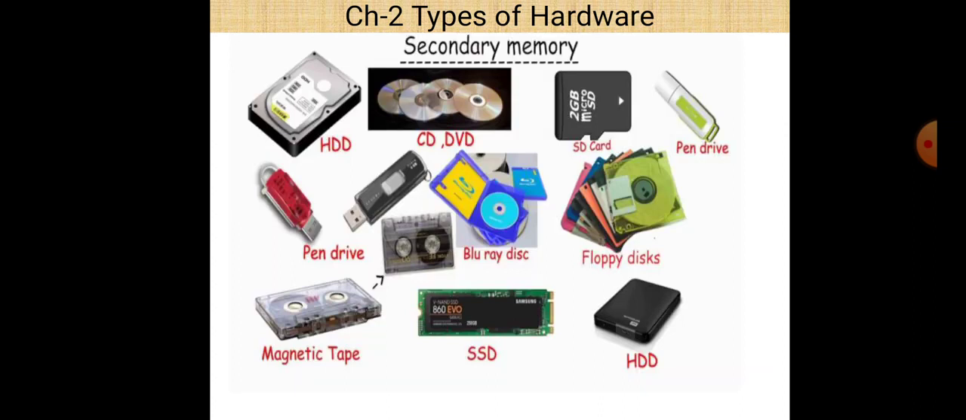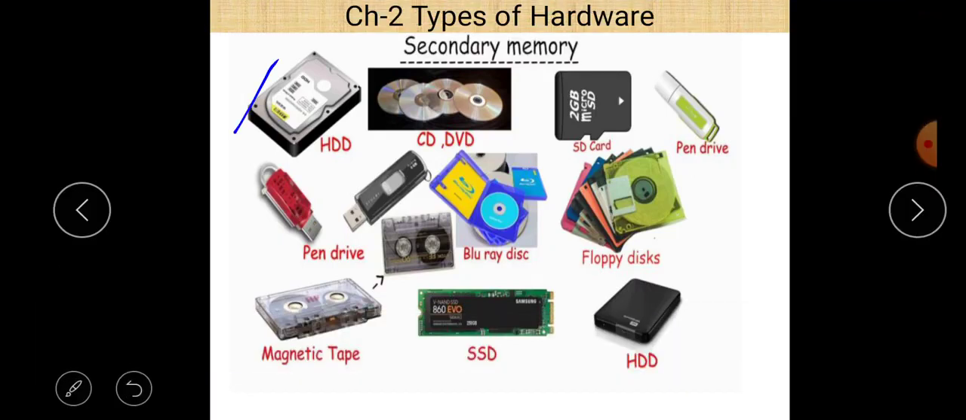These are examples of secondary storage you can see on the screen. Hard disk is an example of secondary storage. This is a hard disk here, and this is an external hard disk. We can connect it by USB port directly, so it works as secondary storage, and also works as a pen drive. This is a pen drive, and that is an SD card, used mostly in mobile phones.